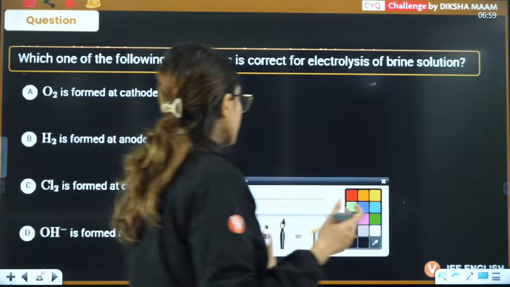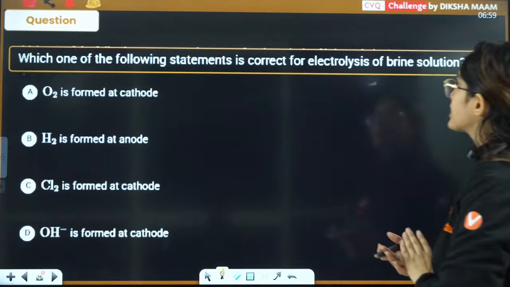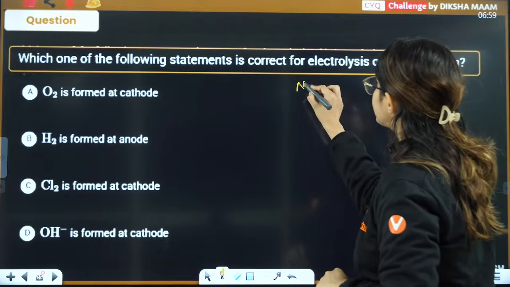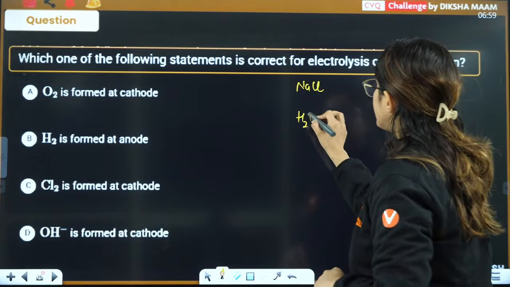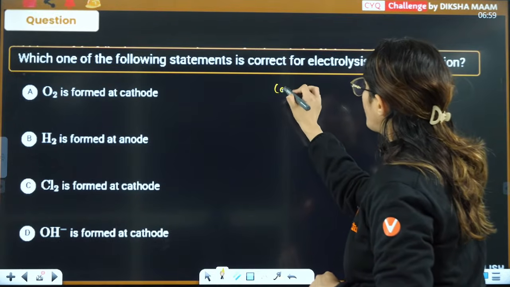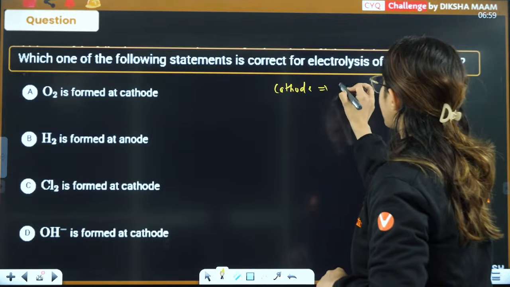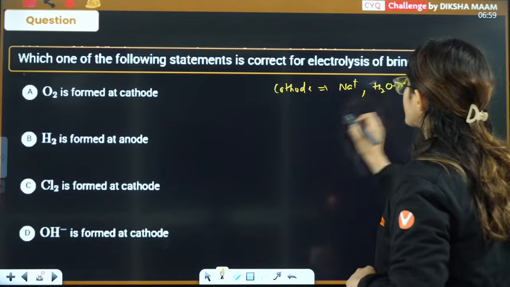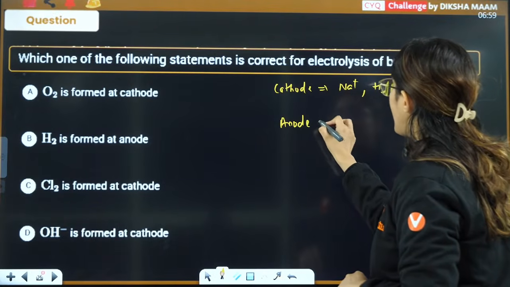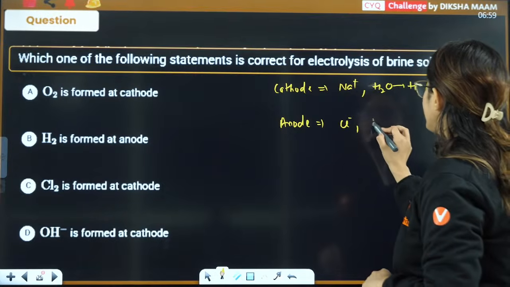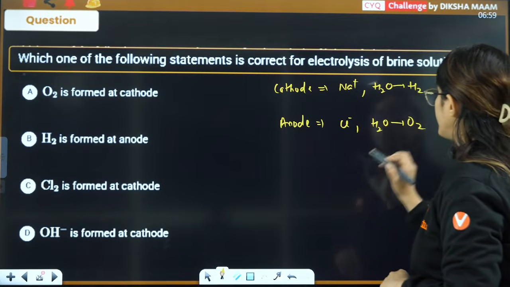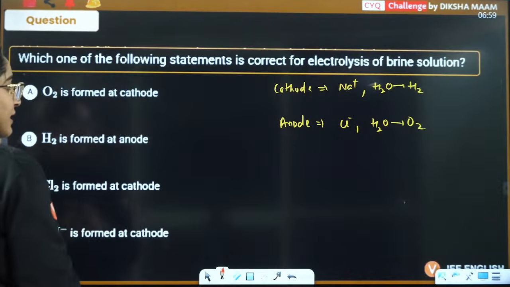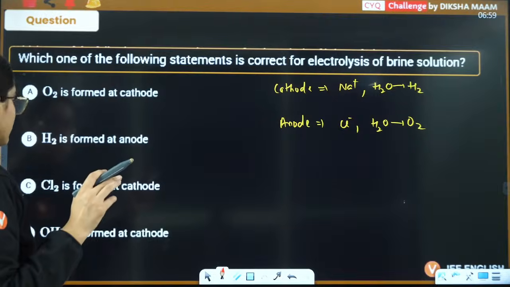Then last question is, which one of the following statements is correct for electrolysis of brine solution? Brine solution is NaCl and water. So in case of cathode, you will have cation, that is Na+, and you will have water getting converted to H2. At anode, you will have Cl- and you will have water getting converted to O2, right? So what is the actual thing that you will have?